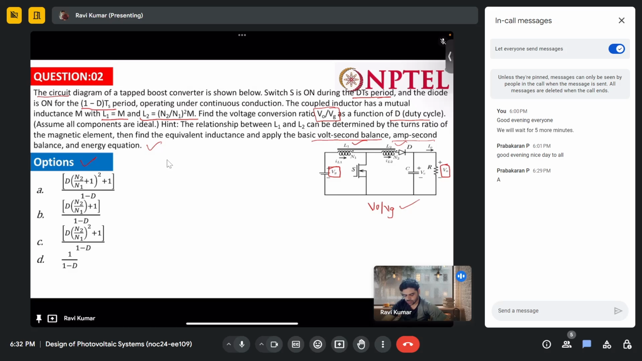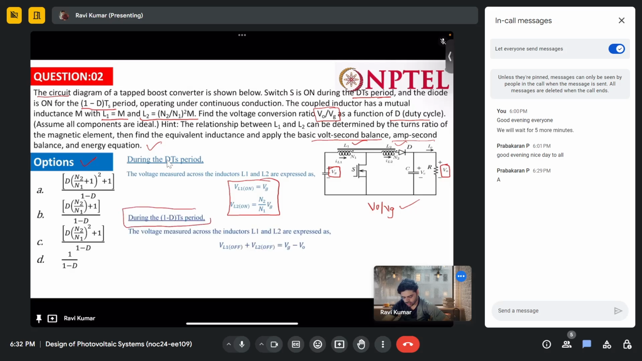Okay, I am just giving you the first step. So during this DTs period, the voltage across L1 and L2 will be this one, and then for the other period, the summation will be this one. Now you need just one thing: voltage into time plus voltage into time equals 0. You need to do this only. Do this and let me know what is the answer.